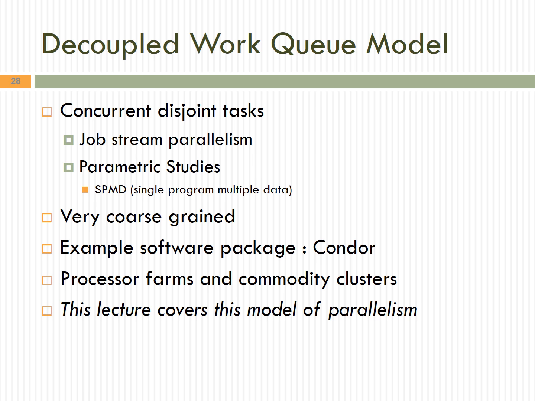Decoupled work queue model. Concurrent disjoint tasks. Job stream parallelism. Parametric studies. SPMD, single program multiple data. Very coarse grain. Example software packages: Condor, processor farms, and commodity clusters. This lecture covers this model of parallelism.